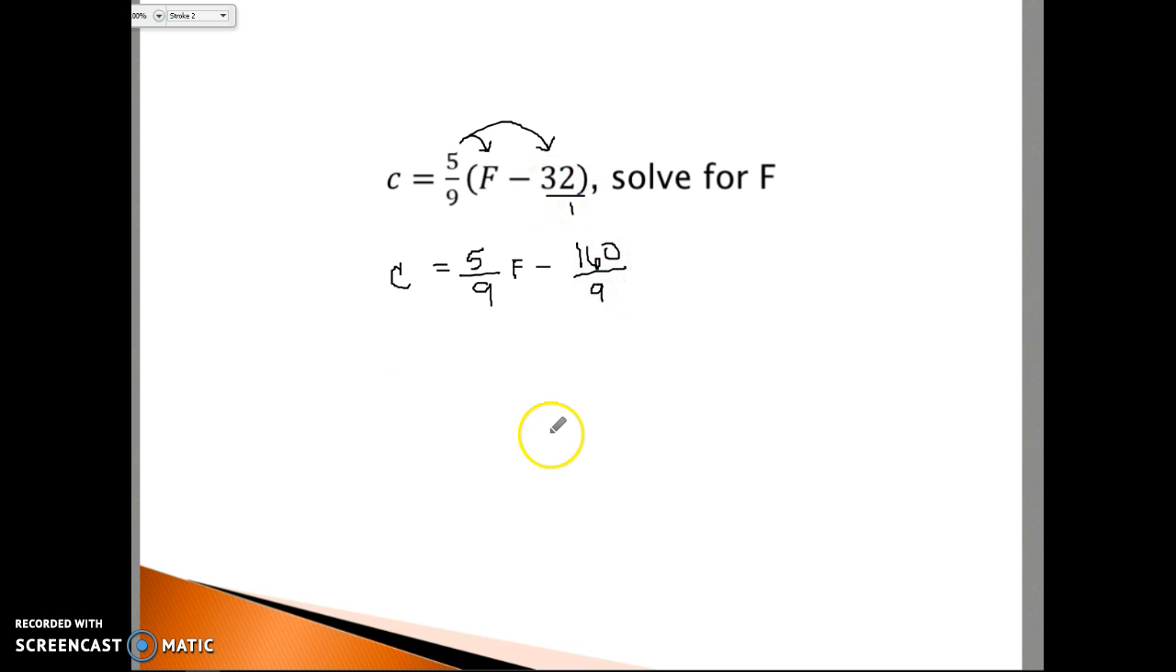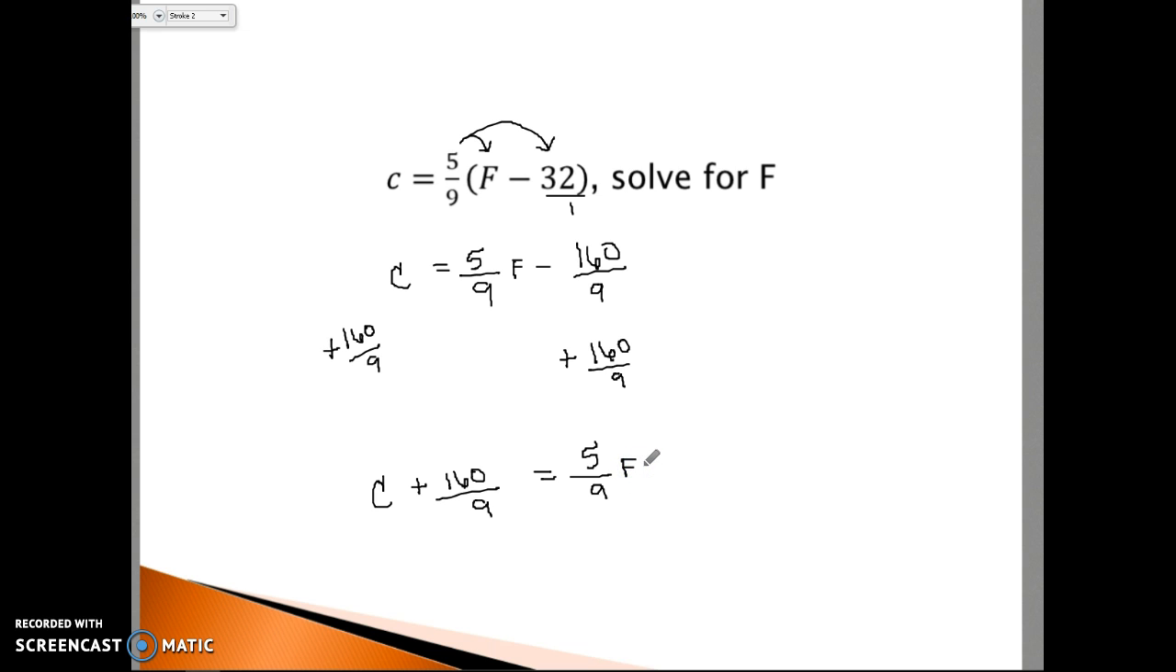Okay, so we still want to get f by itself. Here is our f term. So we have to do the inverse of subtracting 160 over 9, which is adding 160 over 9 to both sides, making our new equation c plus 160 over 9 equal to 5/9 f.